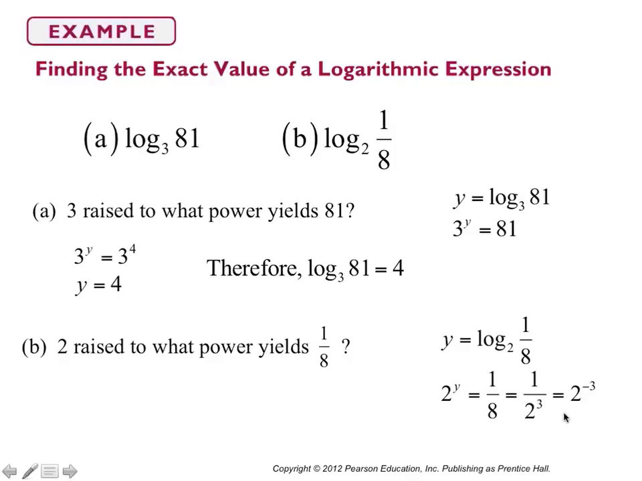And hopefully you remember some of the stuff that we learned about exponents. If we have an exponent in our denominator, we can move it to our numerator if we make it negative. Okay, so this is going to be 2 to the negative third power. So we have 2 to the y equals 2 to the negative third. And since we have the same bases, we can ignore them. So we're just left with y equals negative 3. So that means that log base 2 of 1/8 is going to be negative 3.